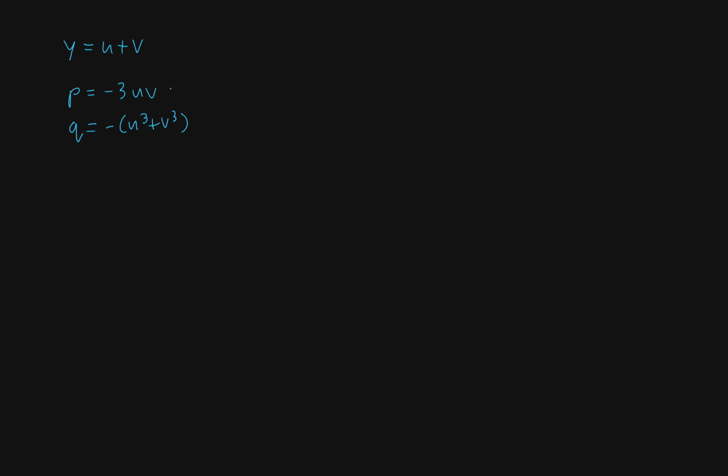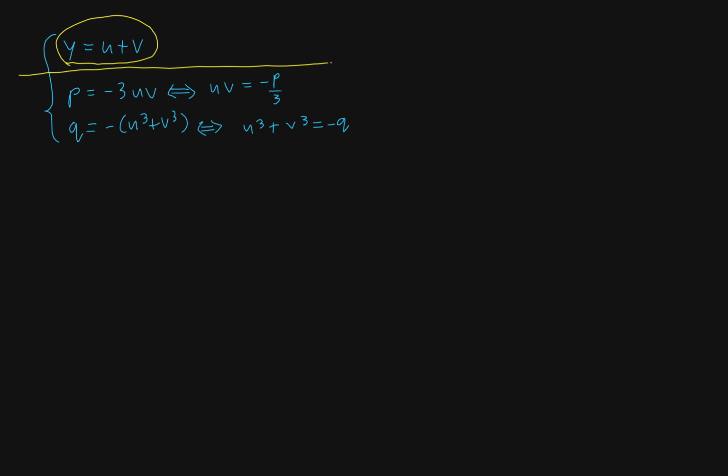And these I'm going to rearrange a little bit more to make it nicer. We're going to have uv is equal to −p/3, and then here we're going to have u³ + v³ is equal to −q. And so basically this is our system to work with. We can actually leave this one out, since this is just the sum after we find u and v from here. So technically we only have these two.